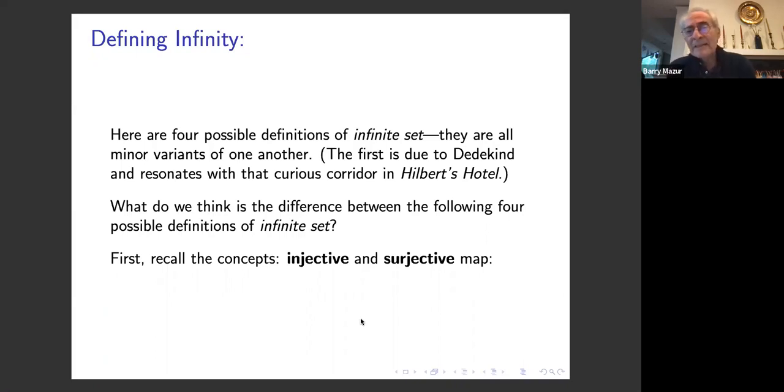And I'm going to give you 4 possible definitions of infinite set. They're minor variants of one another. And the first, due to Dedekind, resonates very much with that corridor in Hilbert's Hotel. In the Q&A, I'd love to chat. What do you think is the difference between these 4 possible definitions of infinite set? And before I give them, I want to recall concepts. I'm hoping that they're familiar, but here they are: injective and surjective maps.